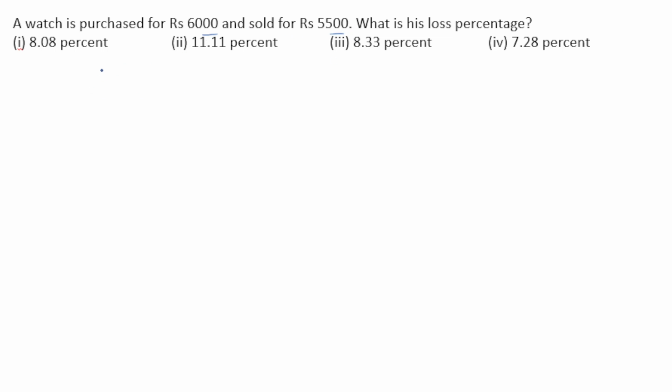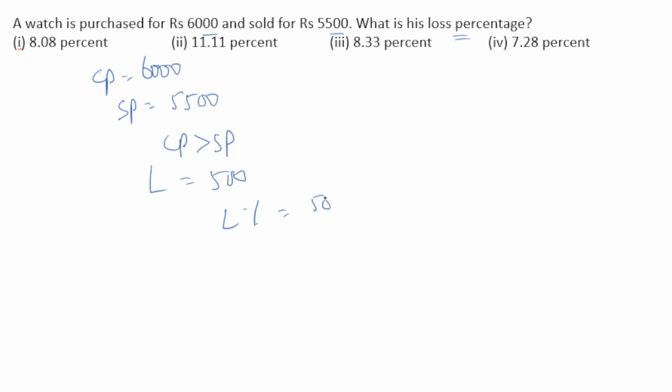See, the cost price is 6,000. It is purchased for 6,000 and selling price is 5,500. Okay, what is the loss percent? Here cost price is greater than selling price, so there is a loss, and what is the loss amount? It is 500.